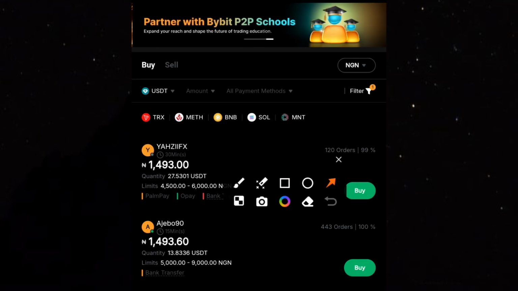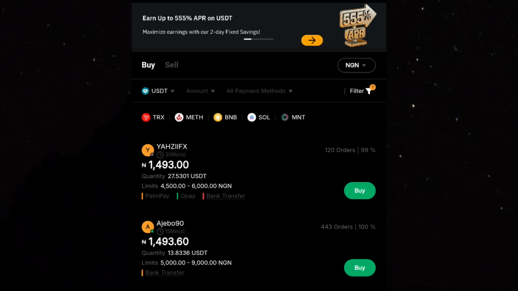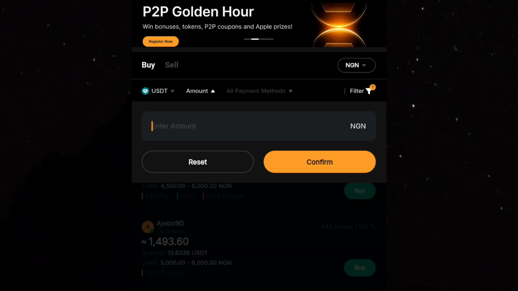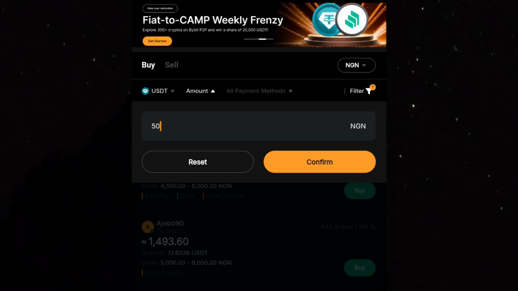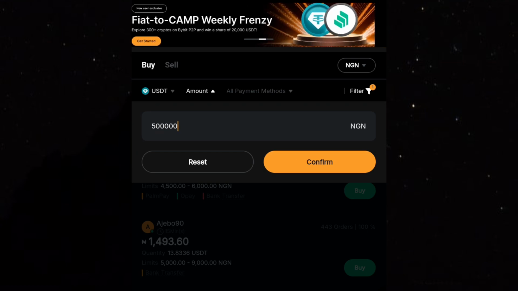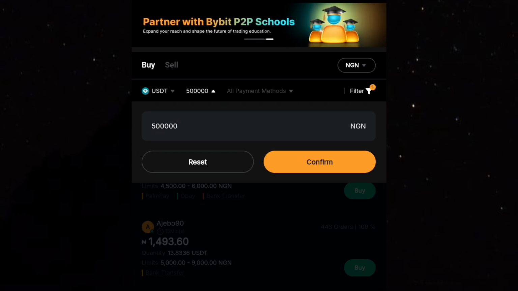Okay, now the next step is that you click on amount. What you're going to do is click to sell your USDT. All you're going to do is click on amount and put in your full amount of 500,000 naira. Once you have done that, click on confirm also.